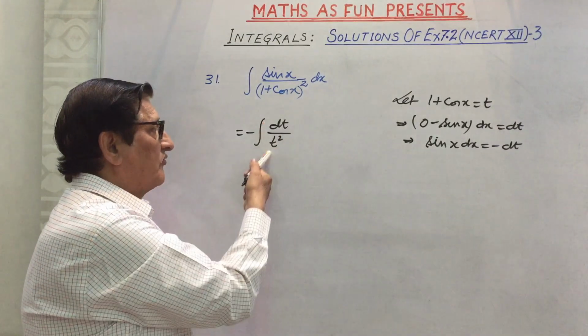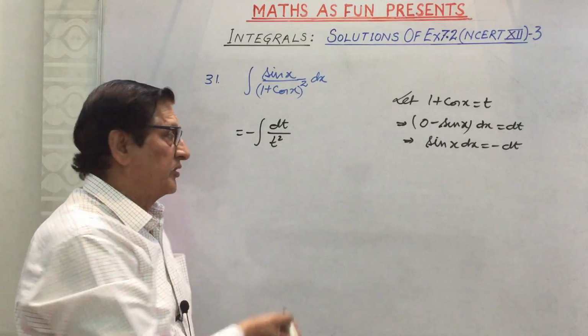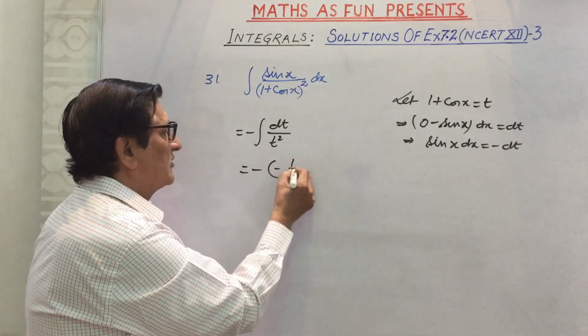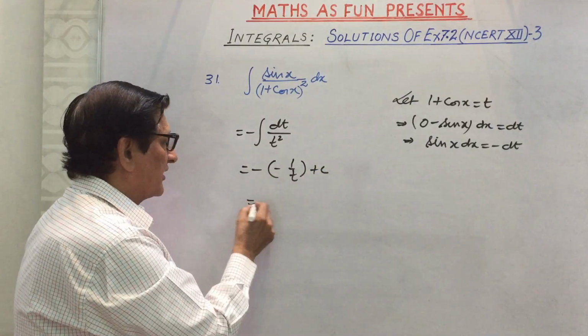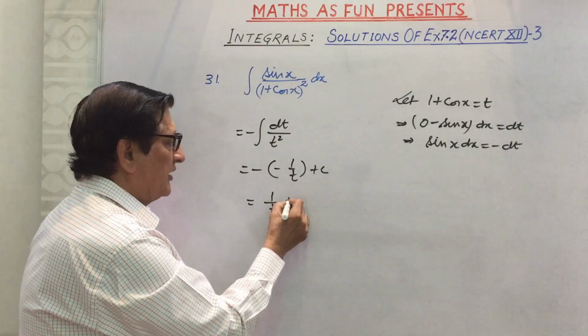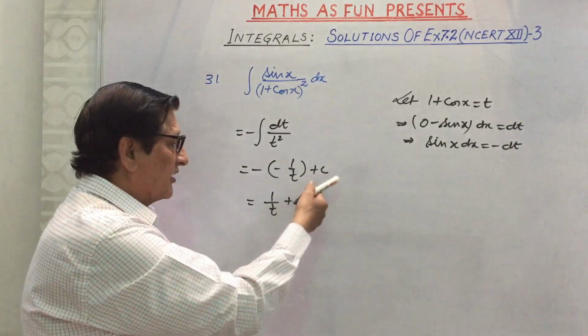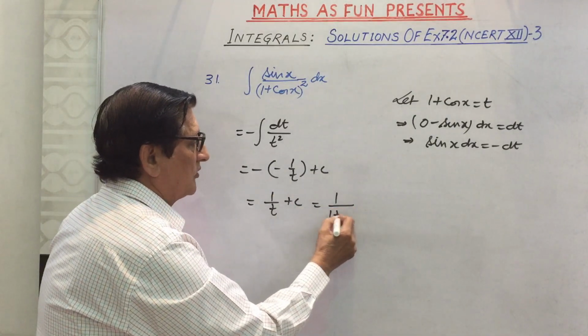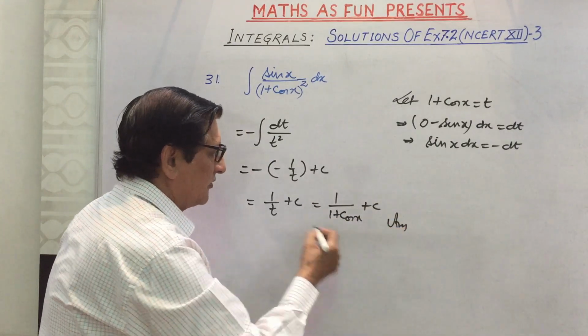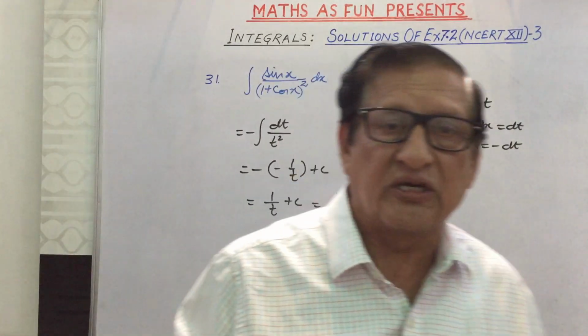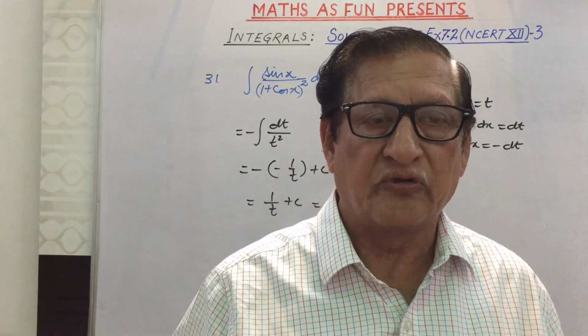And we know integral of 1 upon t square is minus 1 upon t. So we can write this as minus 1 upon t plus c, which is minus into minus plus 1 upon t plus c. Applying the value of t, we get 1 upon 1 plus cos x plus c as the answer to the problem. Remaining questions of the exercise we will continue in the next video.